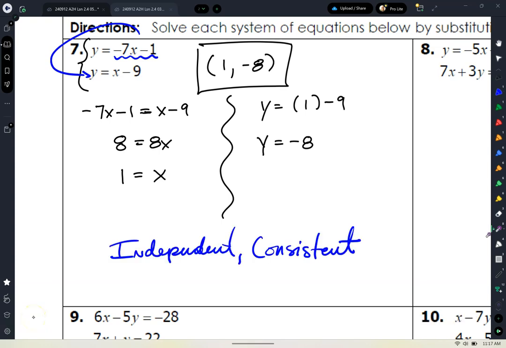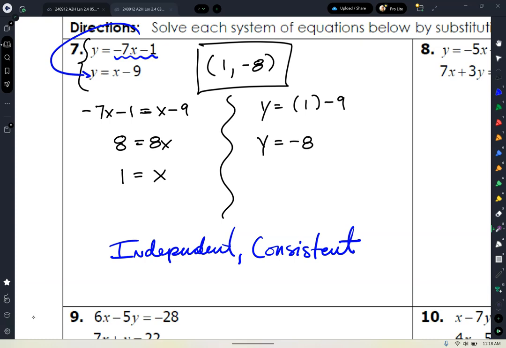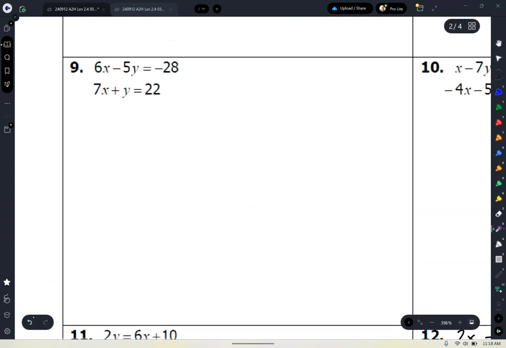Independent, consistent. There's really two ways you could have known that. From the get-go, you could have looked at both of these in slope-intercept form and said, hey, I've got two different slopes. That makes it independent, consistent. Or I have one true solution, and if I have one and only one solution, then that makes it an independent, consistent system of equations. Yeah? Everybody okay? Good. All right, then let's do number 9.